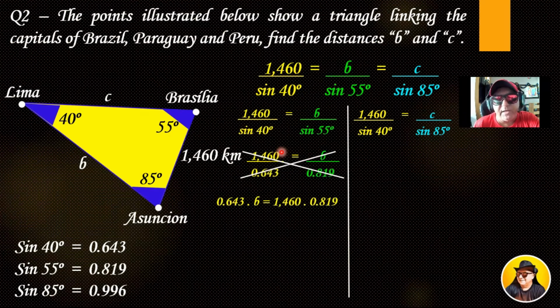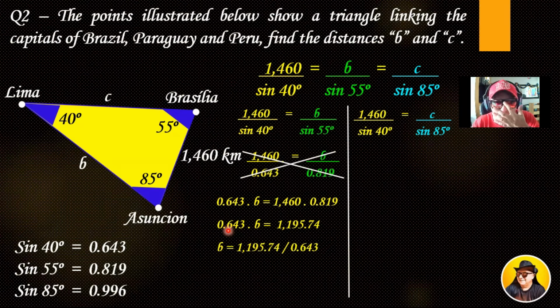Okay, this way. So I have that 0.643 times B is 1,460 times 0.819. Doing this multiplication, I have that 1,460 times 0.819 is 1,195.74. And now 0.643 is multiplying, so it's going to be moved dividing. Now we have that B is 1,195.74 divided by 0.643. Doing this division, I have that B is 1,859.63 kilometers. Let's do the right side.